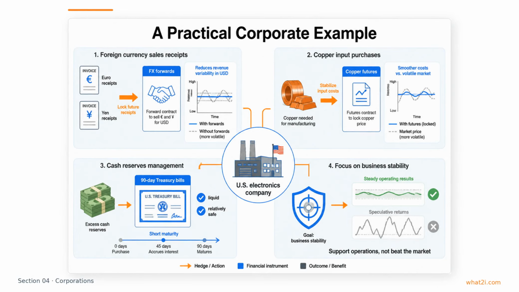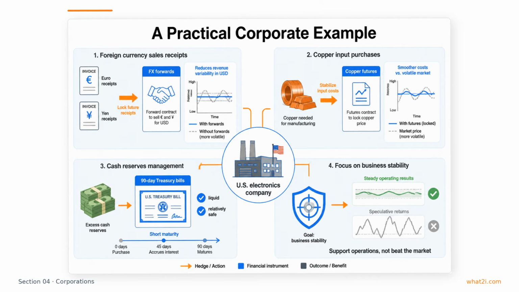A practical example makes this more concrete. Imagine a US electronics manufacturer that expects euro and yen receipts from overseas sales, faces copper costs in production, and is temporarily holding excess cash. Treasury might use FX forwards to lock in the dollar value of those foreign revenues and copper futures to stabilize input costs. At the same time, it could place spare cash in 90-day treasury bills to preserve liquidity and safety. None of these actions are about beating the market. They are about making revenue, costs, and cash management more predictable. For a business with thin margins or large operational needs, that stability can be more valuable than upside speculation.